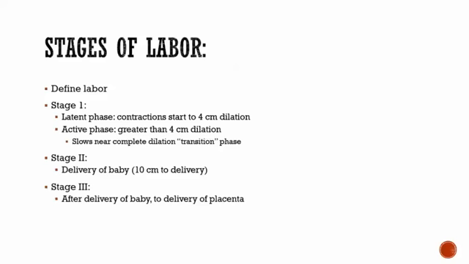So starting out with the stages of labor. The definition of labor is regular uterine contractions that cause cervical change. This is classically divided up into 3 different stages. So there's stage 1. It has 2 parts: a latent phase from when contractions start up to 4 centimeters dilation, and then an active phase that's greater than 4 centimeters up until 10 centimeters. The slowing off in dilation that can happen at the end of active phase is sometimes called transition phase. But that's not one of the 2 classic parts of stage 1. So stage 1, latent, 0 to 4, active, greater than 4.